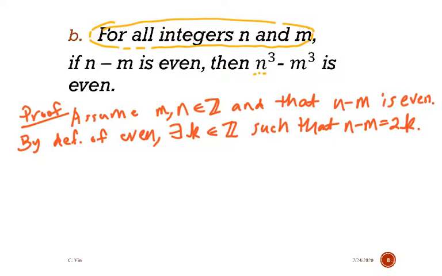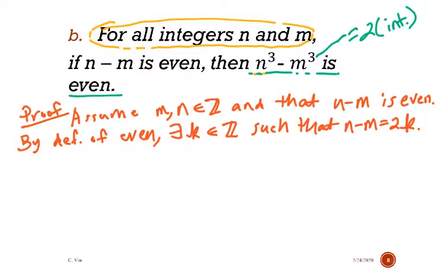Then let's look and see what it is that we're aiming for. We want to show that n cubed minus m cubed is even. What that means is I want to be able to write this number as 2 times some integer. It doesn't matter what that integer is. It just has to be 2 times some integer.